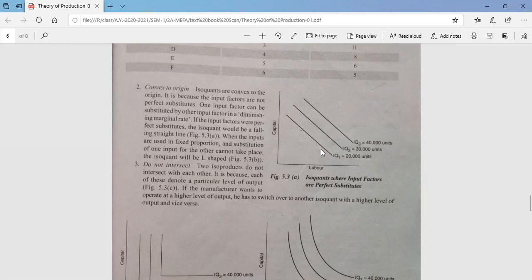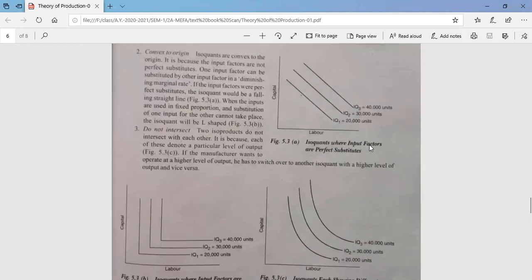If I want to increase the output to 30,000 units, this is the curve. That means there will be an increase in labor and also capital to produce 30,000 units. If I want to produce 40,000 units, this is the curve. That means there will be an increase in labor and capital in a proportionate way to produce 40,000 units.